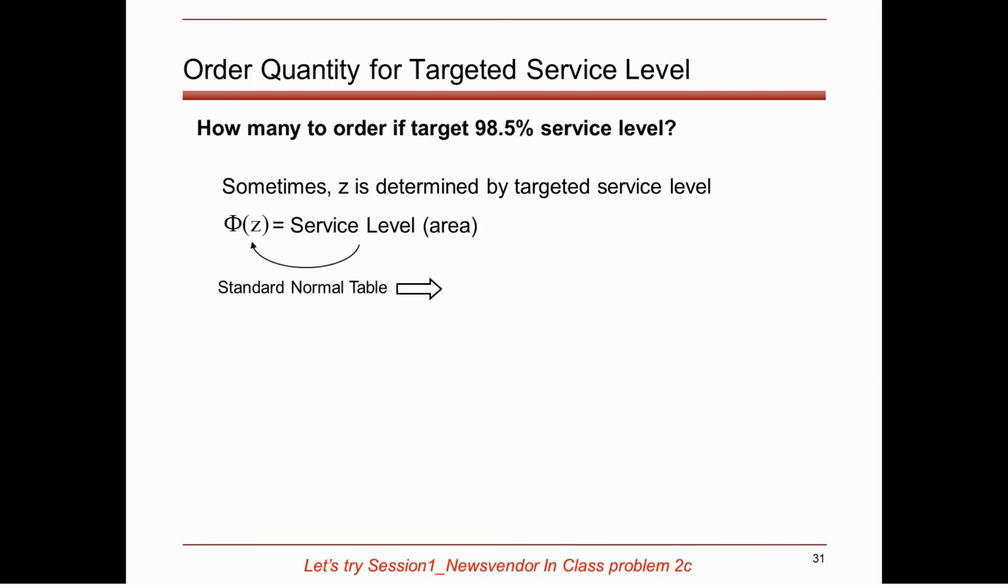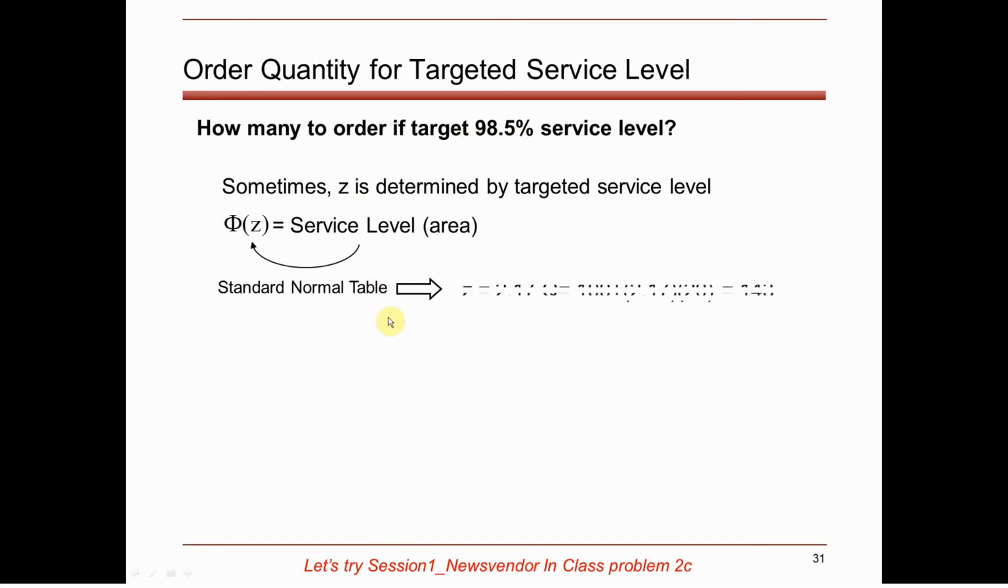Let's look at that other Newsvendor type problem. What if we want to have newspapers 98.5% of the time? So we want a high service level. We always want to make sure we have newspapers. That means the service level is already set at 0.985.